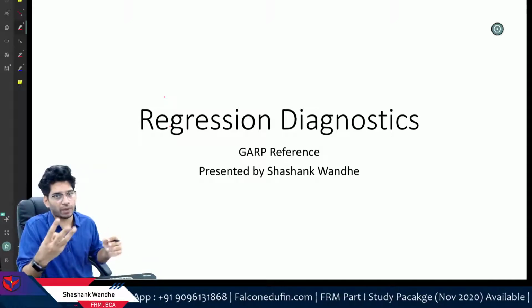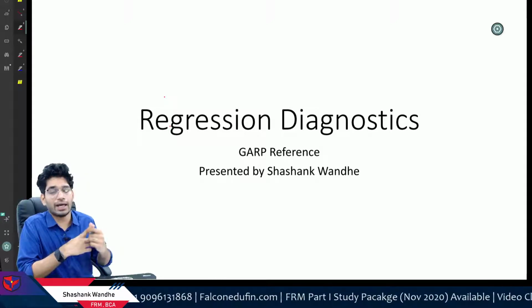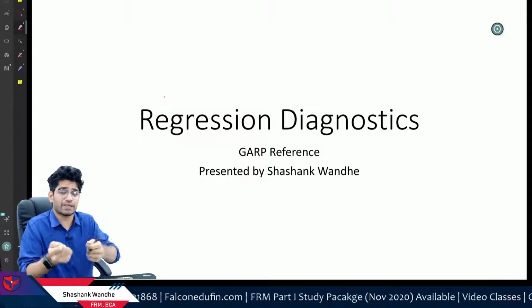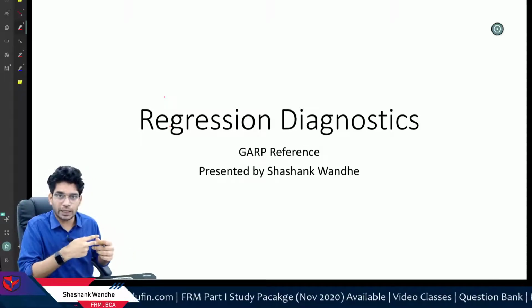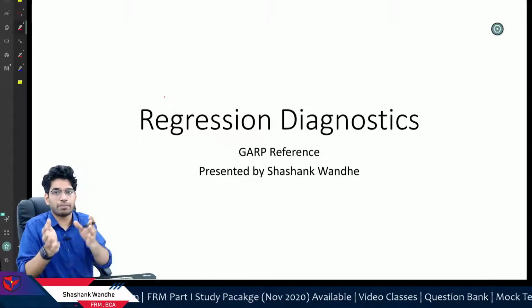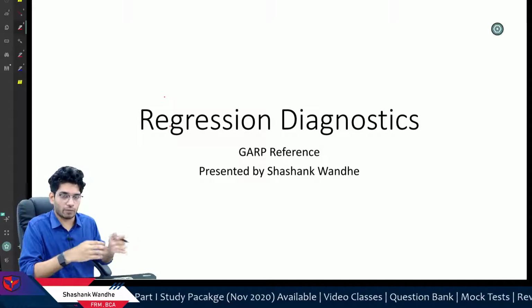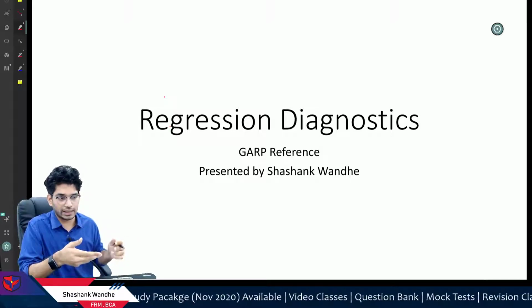So primarily there are three problems. The first problem is related to heteroskedasticity, specifically conditional heteroskedasticity. Second is multicollinearity, and then we will see the bias-variance trade-off. So we will discuss all these three things in detail.